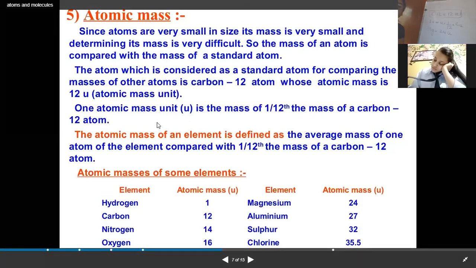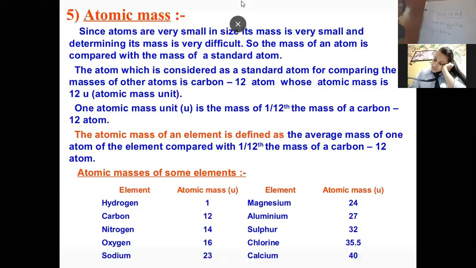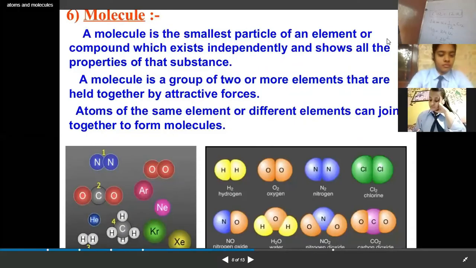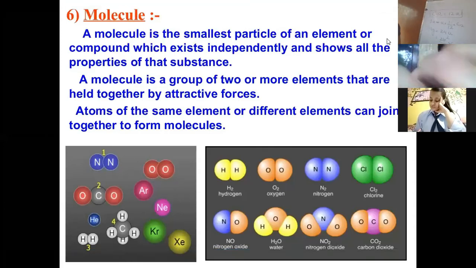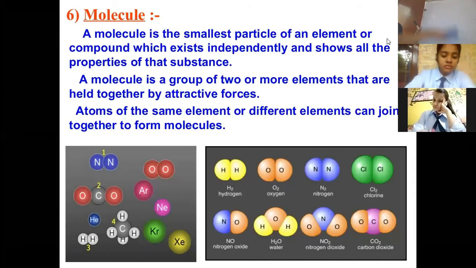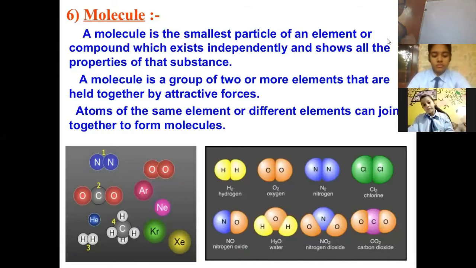So we will go to the next topic, which we are going to discuss: the molecule. What is the molecule? In chapter number 4, we have already discussed that all the atoms want to be stable. Every atom tries to be stable.